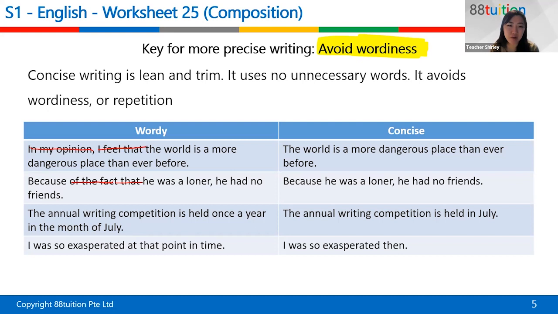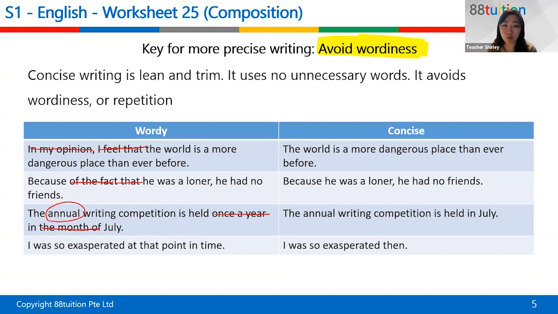The annual writing competition is held once a year. Now, the word annual already suggests that it's once a year. It's understood, so you don't have to repeat "once a year". And then July is also a month. I mean, it's understandable that July is a month of the year, right? So you don't have to write "in the month of". So basically you can make it more concise by just writing "the annual writing competition is held in July." There's no need for "it's held once a year in the month of July."